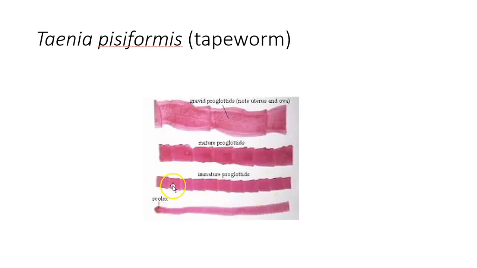And you have the immature ones, and you have the more mature ones. And as you get towards the back of the worm, you get where the ovaries and the uterus are, because that's most of the worm. And gravid means it has eggs. So these little tiny dots are the ovaries with the eggs on them.